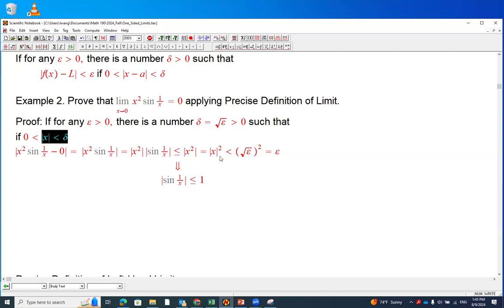So the absolute value of x is substituted by a larger number, which is the square root of epsilon, because the absolute value of x is less than delta. So this less-than is still true. And then the square of the square root of epsilon is epsilon. So I guarantee each step is correct.